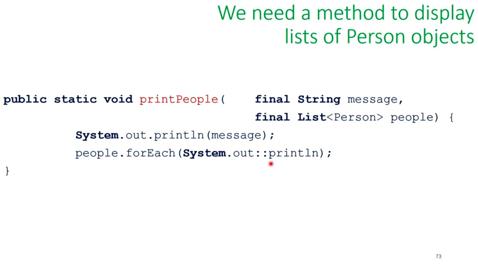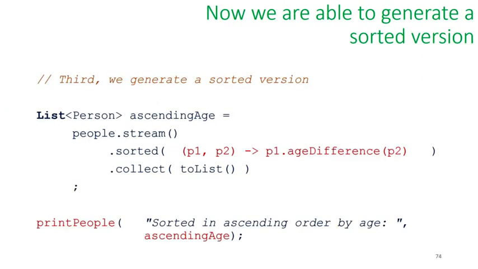I just use the forEach method. This is not the forEach method from the stream classes, okay? It's just a forEach method from the Java collection framework. I just call it on the list of person, and for each element in the list of person, I System.out.println using a nice little method reference here. So we have a list, we have a way to display that list. Now let's work on trying to sort that list.